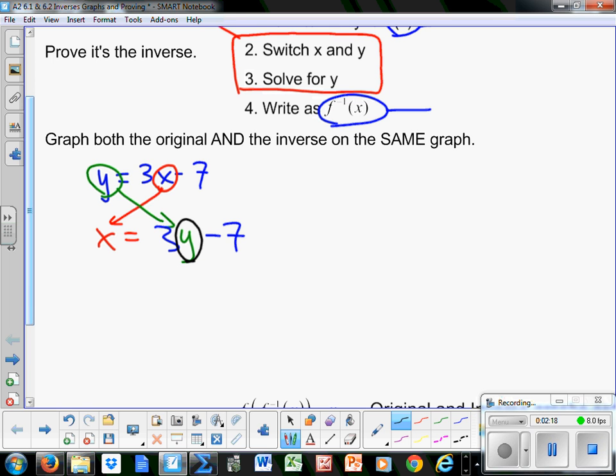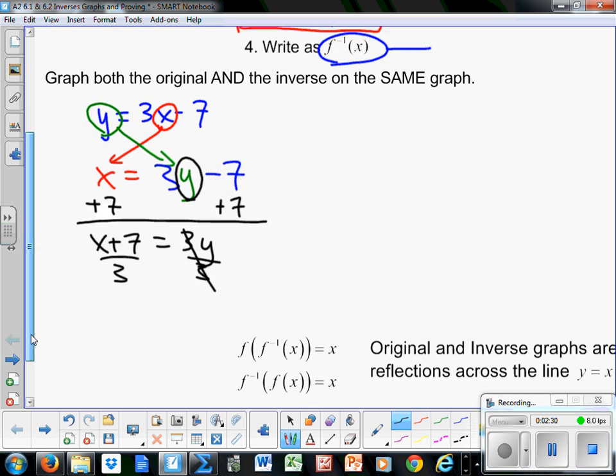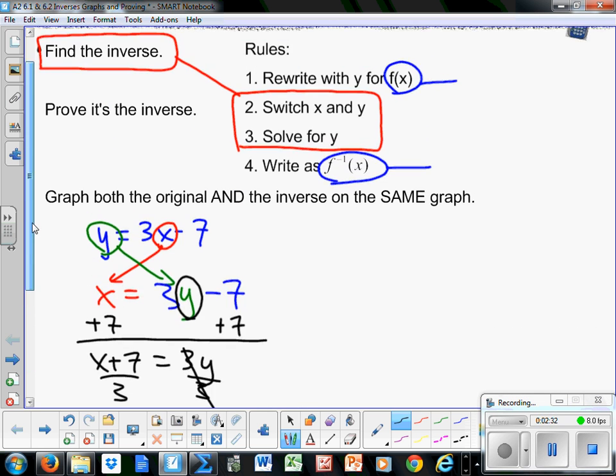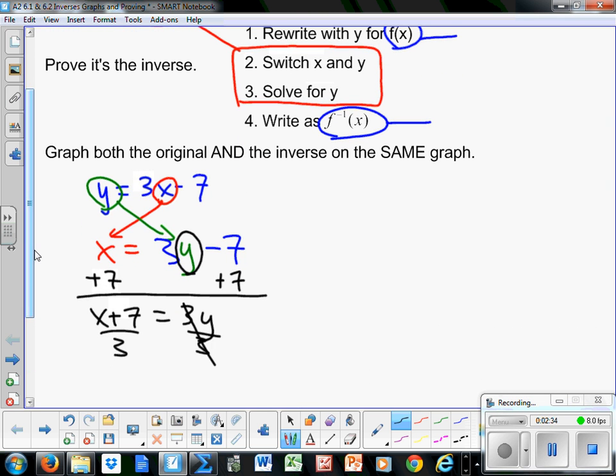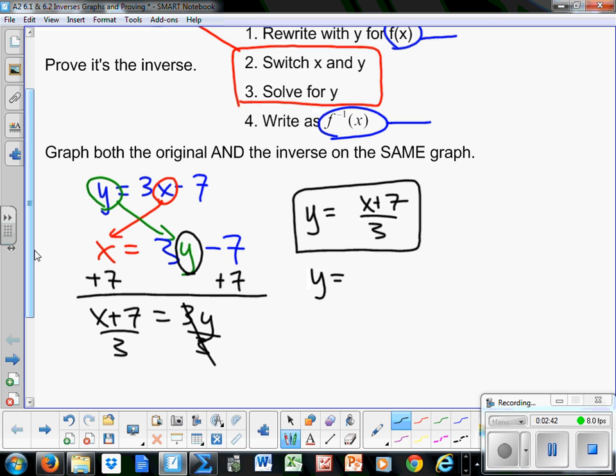So we're trying to get y by itself, so we're going to add 7 to both sides, divide by 3, and there are lots of ways to leave this. Whoops, you're not supposed to see that, that's for the next slide. Y equals x plus 7 over 3. You could leave it like this. Many people don't like that, they don't feel like they're done. So you can divide each term by 3, and there it is.